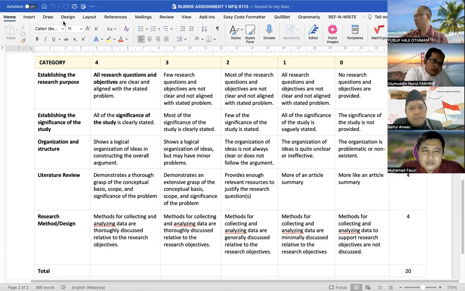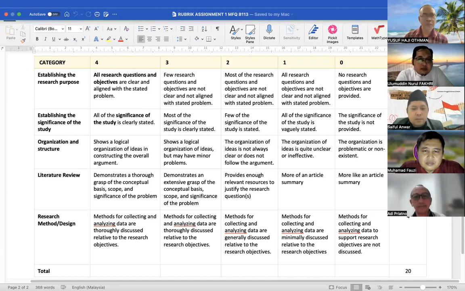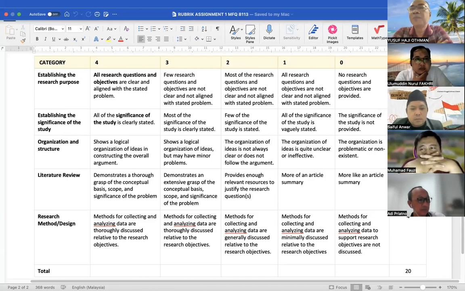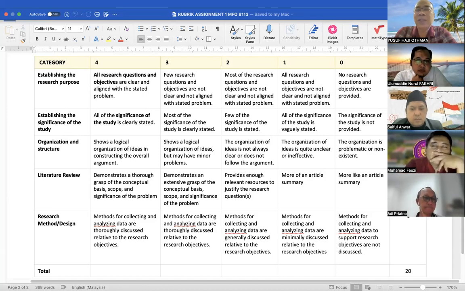Actually, the methodology is not what I sent to you before. I want to change, actually. In the proposal I sent, it was qualitative, but this time I want to choose quantitative. For the assignment, because I don't know yet which method I will use, I'm still confused. So for the first assignment, what should I write in the methodology? Okay, inshallah we will discuss. Good question. Inshallah, Bapa Adi, we will discuss what to write in the methodology.